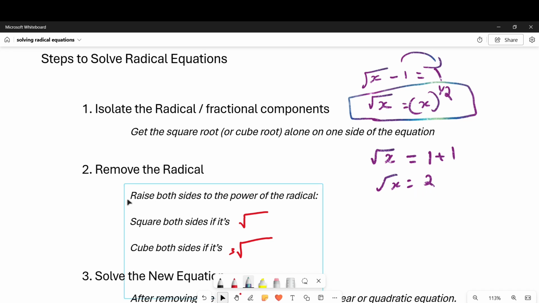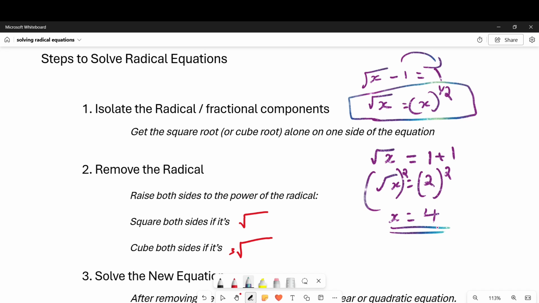The next step is to remove the radical symbol. Removing the radical symbol means raising both sides to a power. For example, here it's a square root, so what power do we raise to remove the square root? When we raise a power on the left side, we should do it on the right side also to balance the equation. So x will be left here, and 2 squared is equal to 4. So the value of x is 4. This is how we solve this equation.